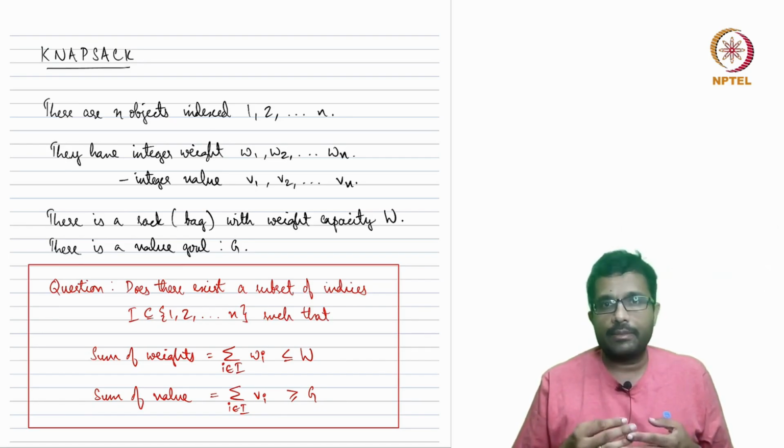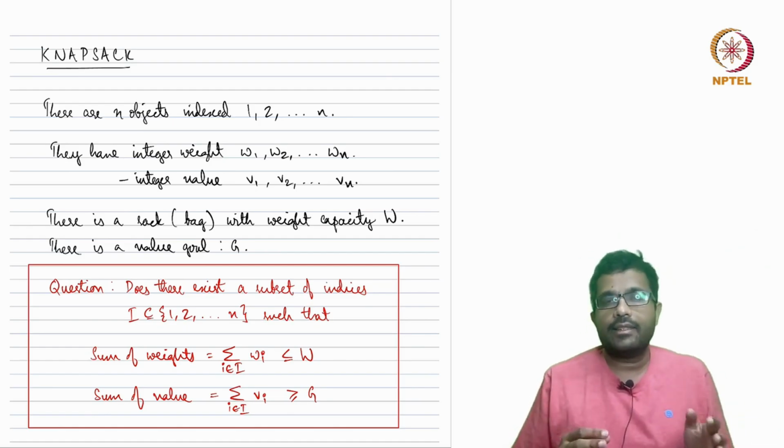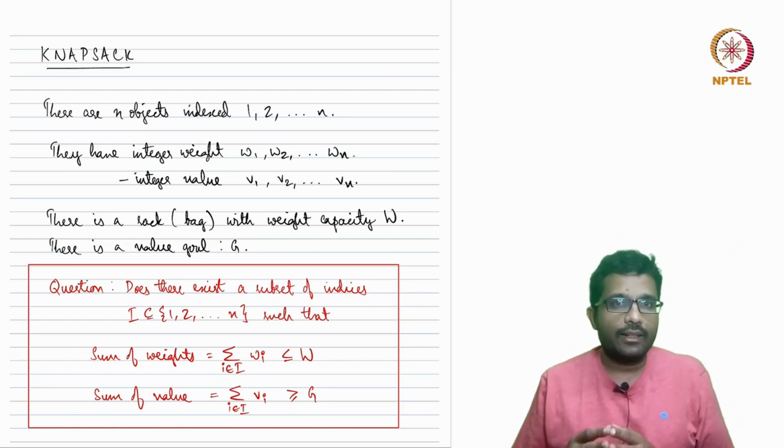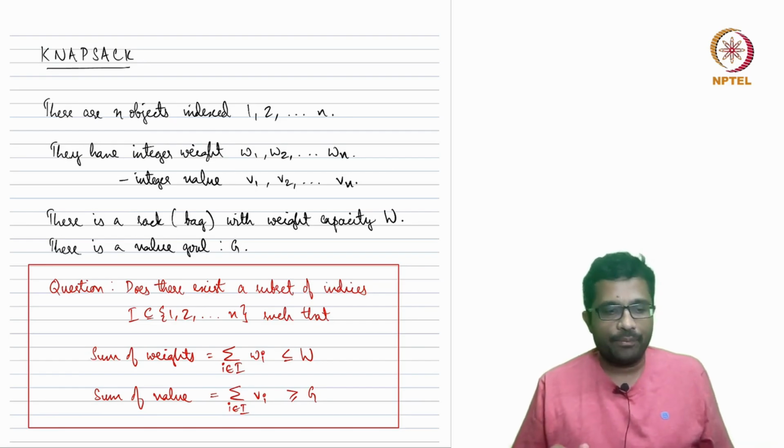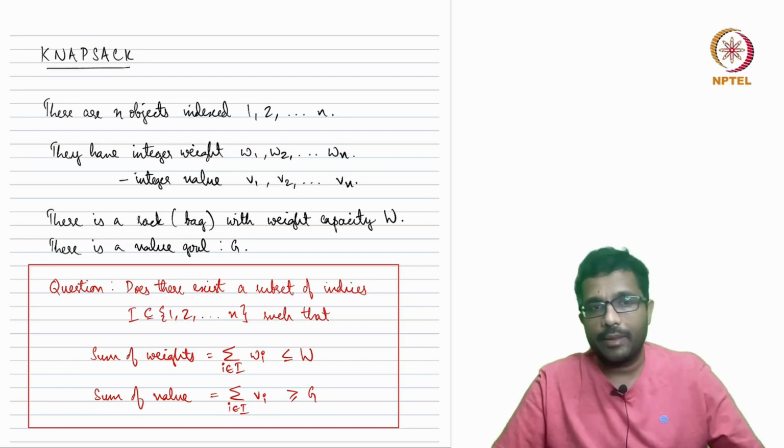We saw subset sum in the previous lecture, which was asking, given a set of numbers and a target sum, is there a subset of that set which sums to the target sum? So all of these problems are NP-complete.